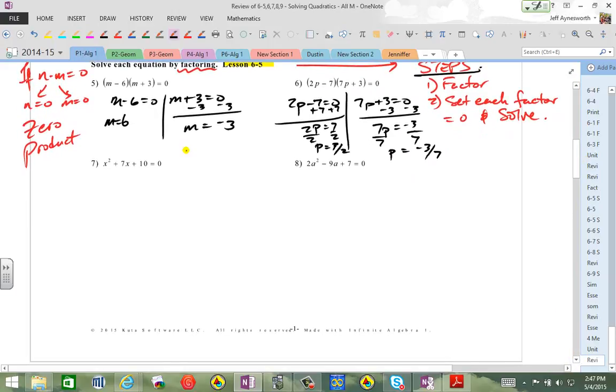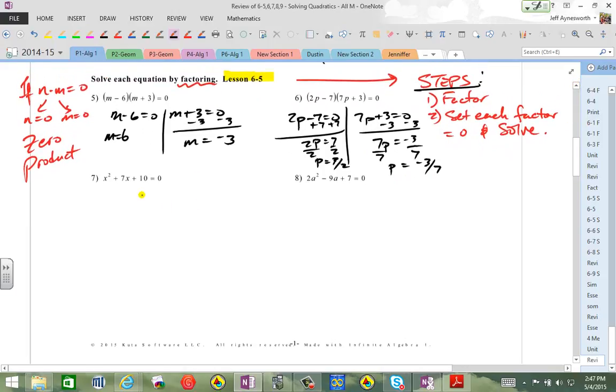Now, if it's not factored, you've got to factor first. So you've got to play the factor game. What two numbers multiply to 10 and add to 7? They are 2 and 5, right? 2 times 5 is 10, and 2 plus 5 is 7. So you've got to split the middle term and use factor by grouping. So I'm going to split the middle term.